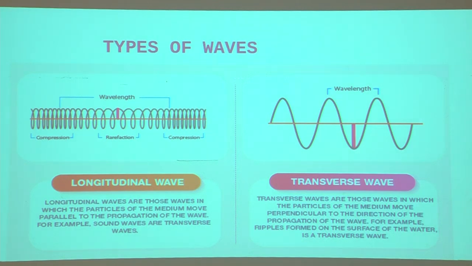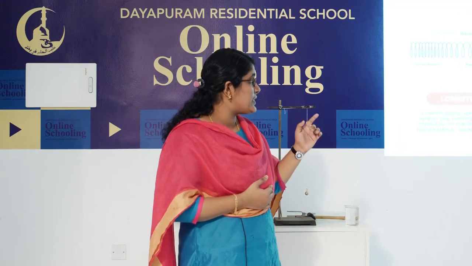First I would like to explain transverse waves. You have already seen that when you throw a stone into an undisturbed surface of water, you can see ripples like this. That type of wave is actually a transverse wave. What does the term transverse mean?